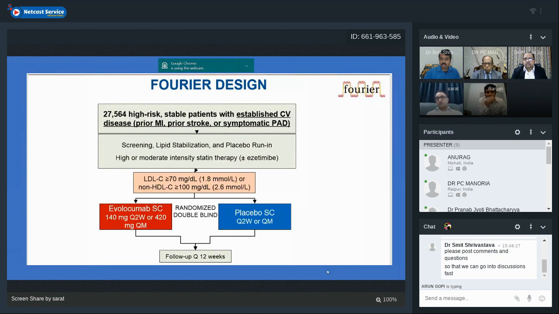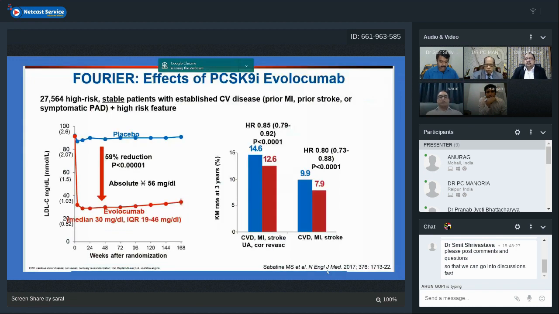So one should concentrate on the FOURIER trial. Here, what they looked at is, before randomizing, the patient should have LDL greater than 70 milligrams, non-HDL-C more than 100, and then they are randomized to evolocumab or placebo. Now, look at the improvement in LDL levels. There is a whopping 59% reduction in LDL, which was holding over the course of 168 weeks after randomization.